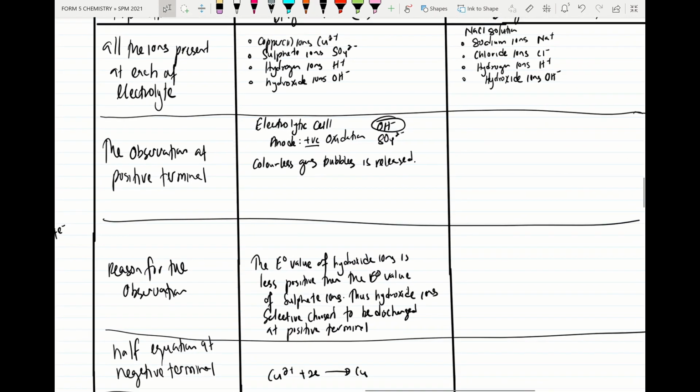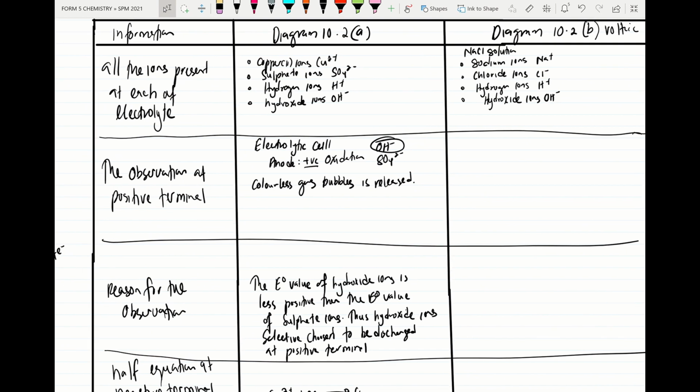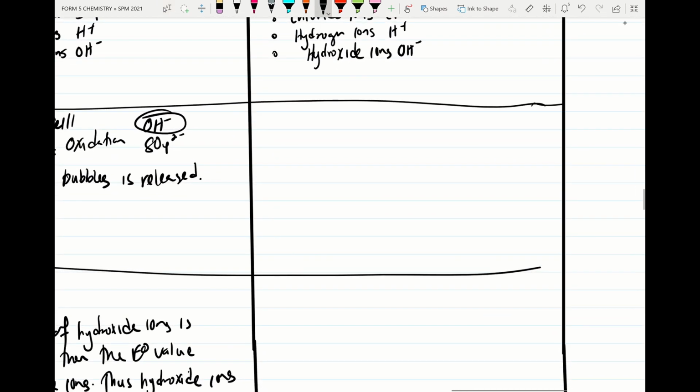All right, I go for diagram 10.2b. So we check the observation at the positive terminal. So this is known as the positive terminal. This is known as a voltaic cell. So remember, the anode for a voltaic cell will be the negative terminal, and the cathode will be the positive terminal. So the positive terminal will be the cathode.